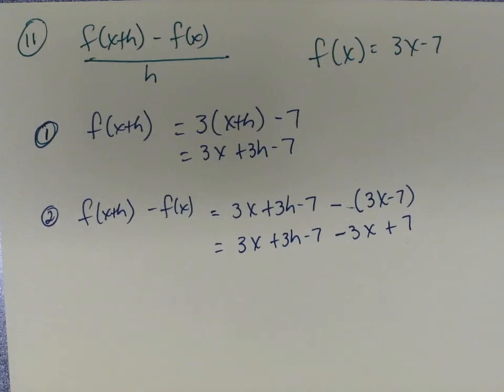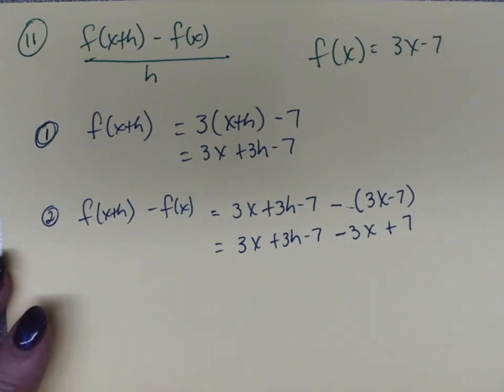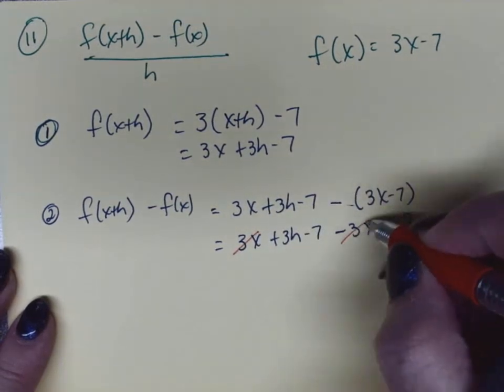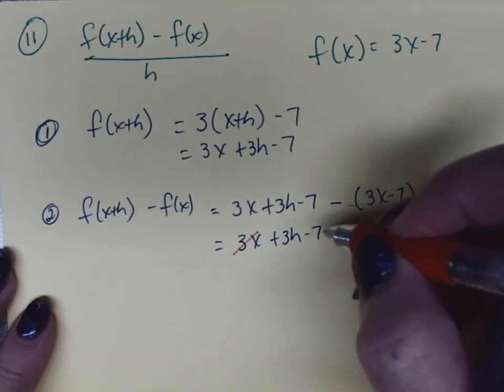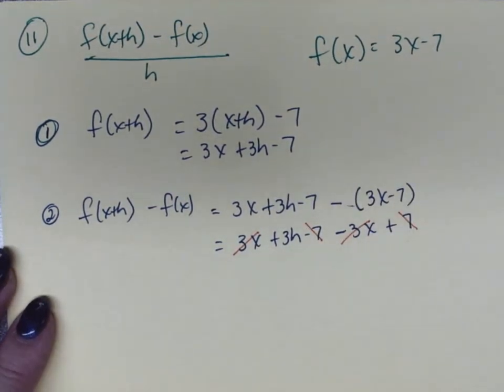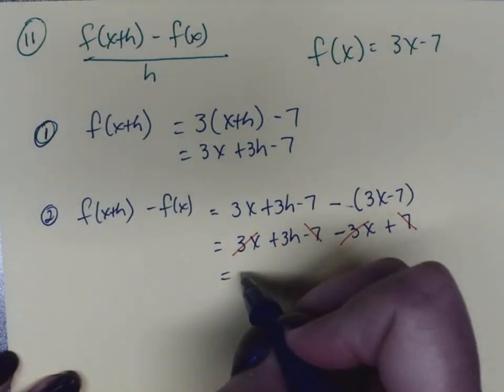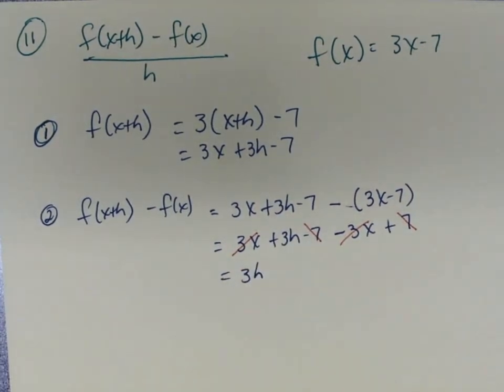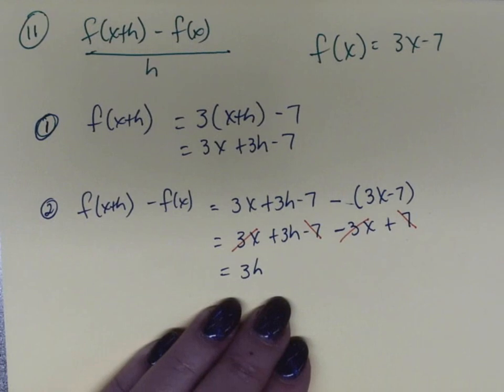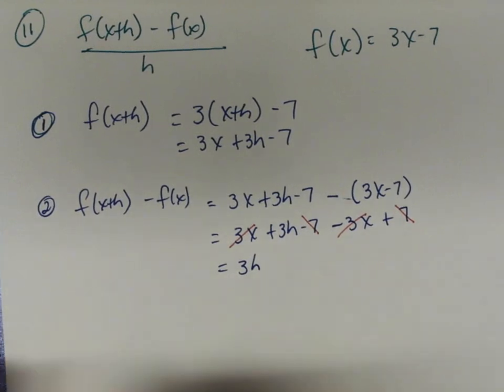All right, to simplify this, we can see we have a positive 3x and a negative 3x. We have a negative 7 and a positive 7. This will leave us with just 3h. On this step, you should be left with only terms with an h.